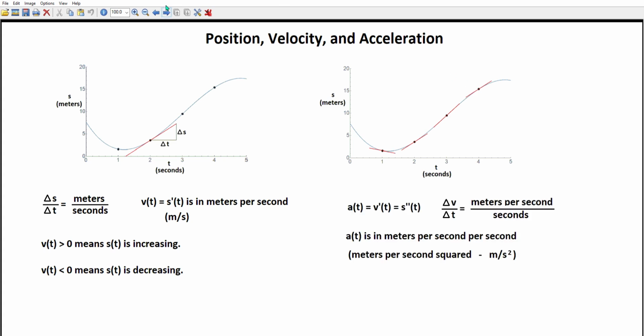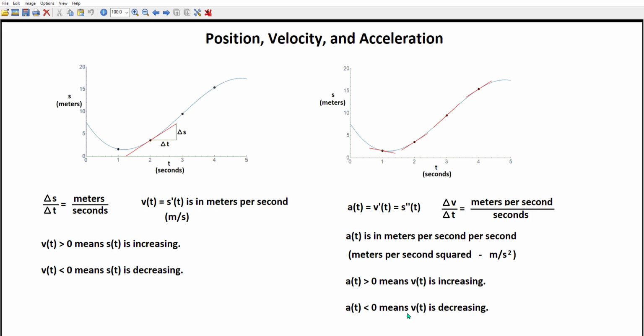Now another quantity we want to consider is acceleration. Acceleration is the derivative of velocity, which is the second derivative of position. Change in v over change in t, meters per second divided by seconds, which means that a of t is measured in meters per second squared, notated as meters over seconds squared. A of t greater than 0 means the velocity is increasing. A of t less than 0 means that v of t is decreasing.